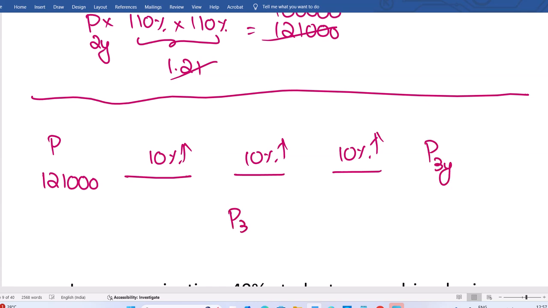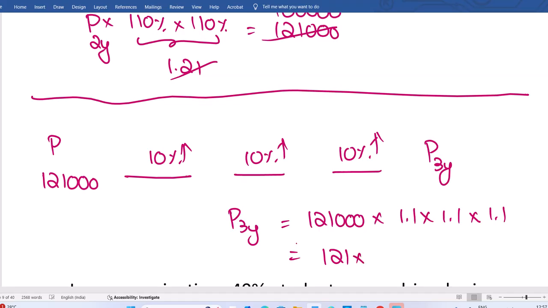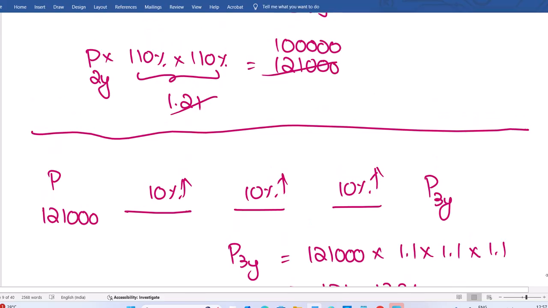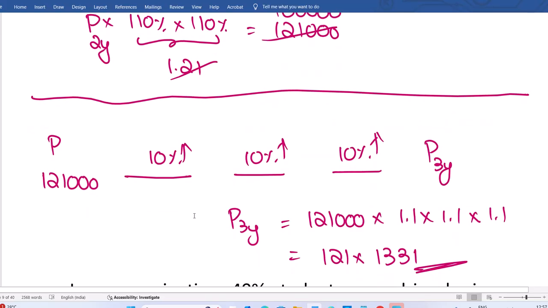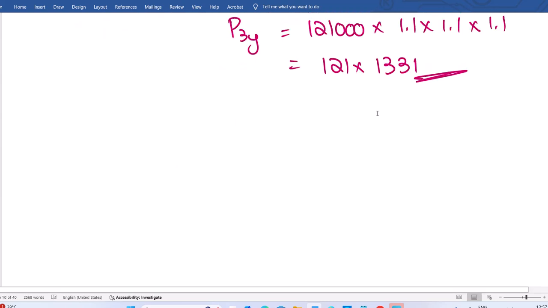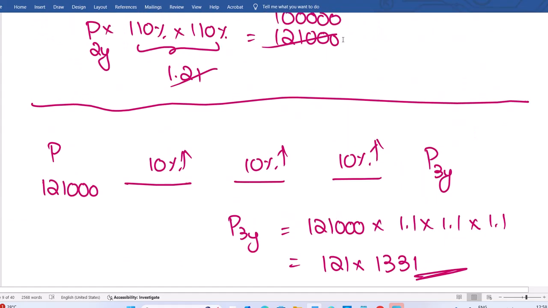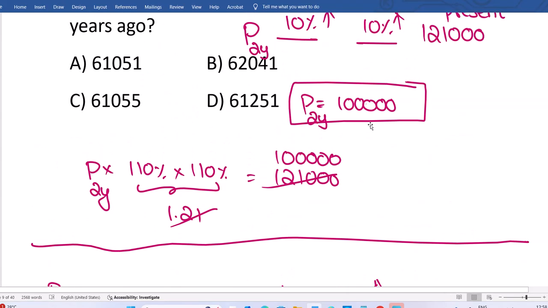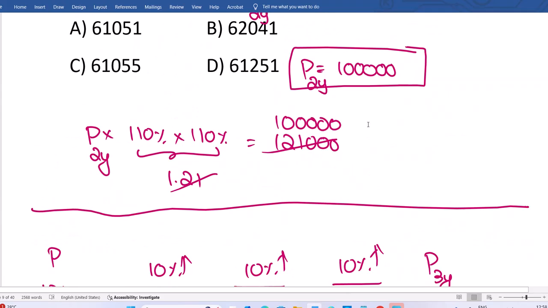Right, so the population 3 years after is 1,21,000 into 110%, means 1.1, again 1.1, again 1.1. So it's 121 into 11 cubed, 1331. So actually in TCS virtual calculator is allowed, you have to take the difference between 1 lakh and this one, and this calculation we have to perform. Subtracting these two, what is the answer is the question. So the options are also quite close, 61,000 something. You have to be careful while doing the calculation.